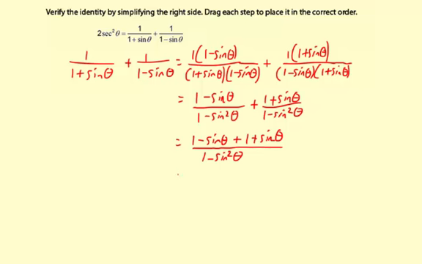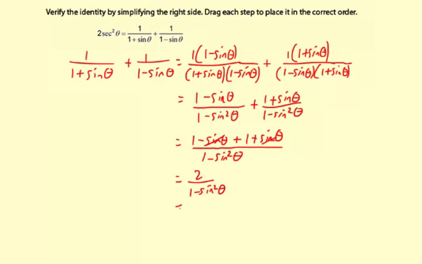So now that they're one fraction, I'm going to simplify the numerator. 1 minus sine of theta plus 1 plus sine theta. Well, the minus sine of theta and the plus sine of theta, those add to make 0. Then we have 1 plus 1, which is 2. Then over 1 minus sine squared of theta.